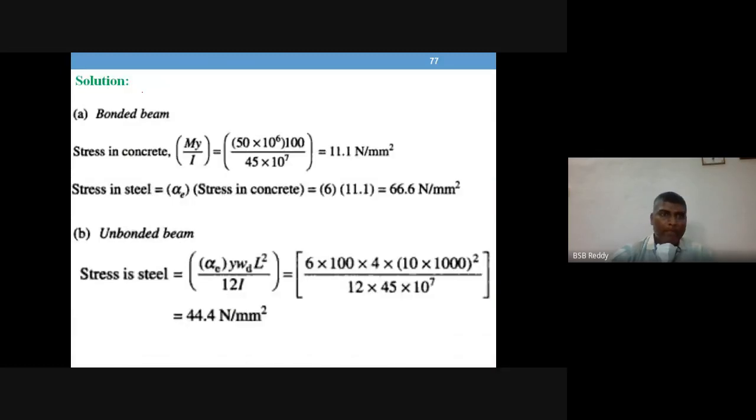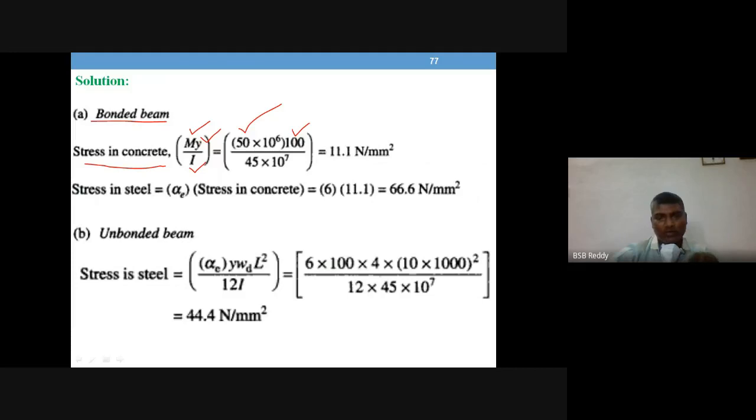Okay. Now if you take the case of a bonded beam, what is the stress in concrete? M y by I, right? So bending moment is 50 into 10 power 6. Y means the distance of the location where you want the stress, at the level of steel. Where is the steel? 100 mm from the CG line. That is this 100.